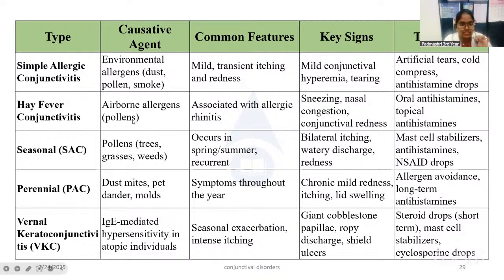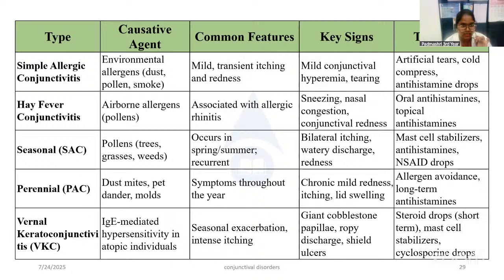For hay fever conjunctivitis, the causative agent is airborne allergens like pollen. So common features are association with allergic rhinitis. Key signs are sneezing, nasal congestion, and conjunctival redness. Treatment contains oral antihistamines and topical antihistamines.